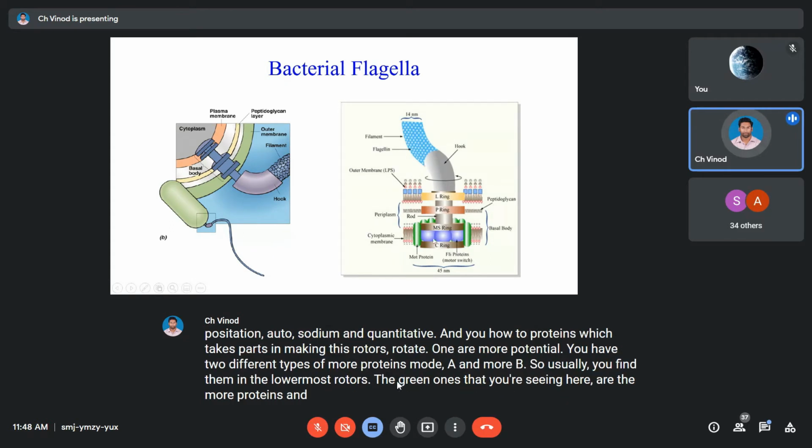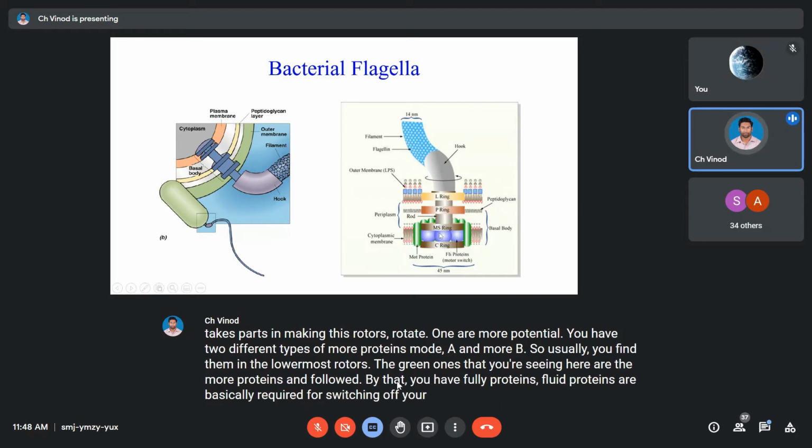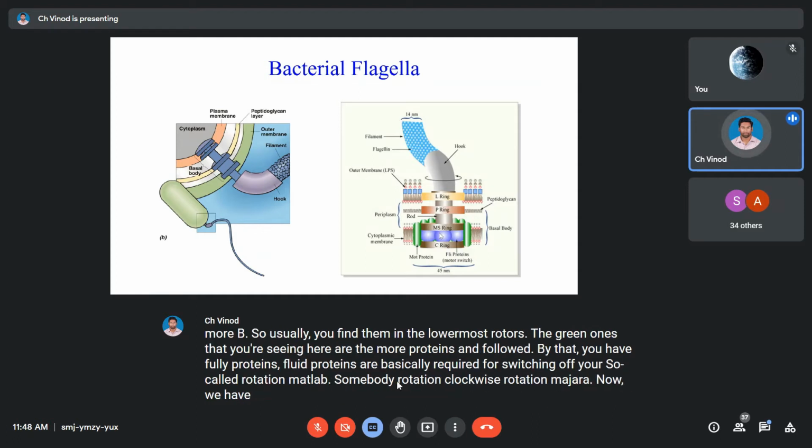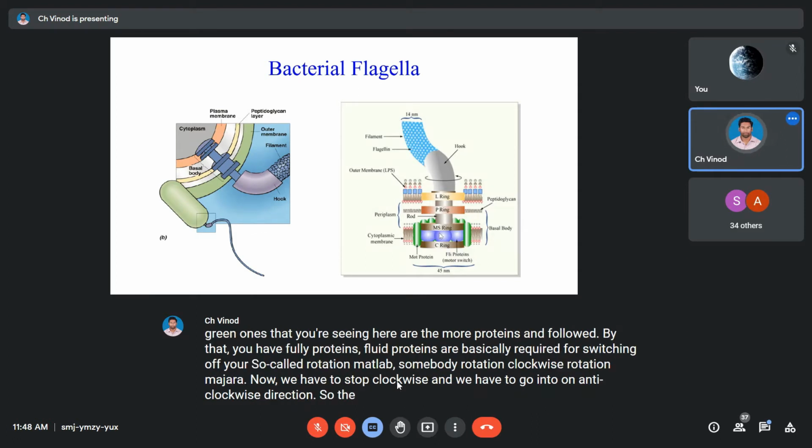And followed by that, you have fluid proteins. Fluid proteins are basically required for switching of your so-called rotation. Meaning, understand that your rotation is going in a clockwise direction. Now we have to stop clockwise and we have to go into anti-clockwise direction. So the switching happens basically by these fluid proteins.